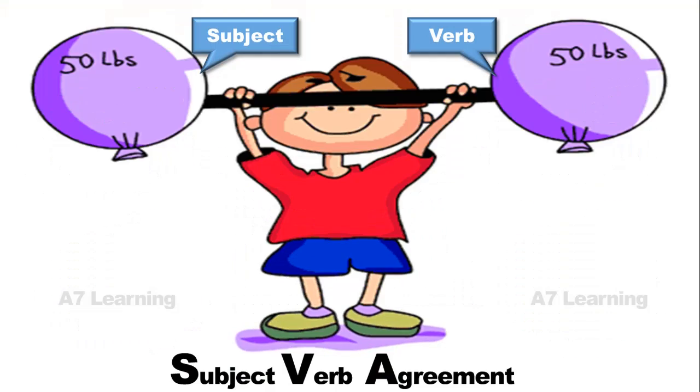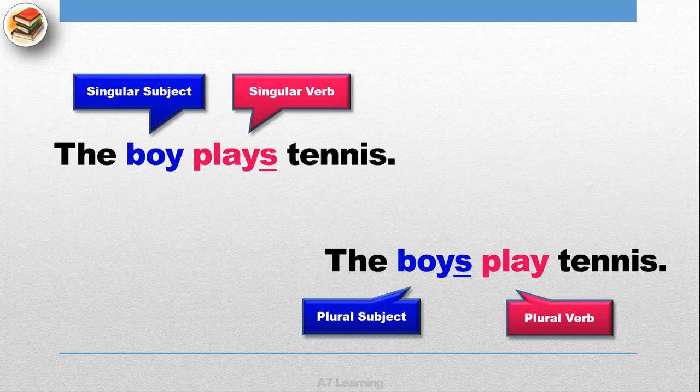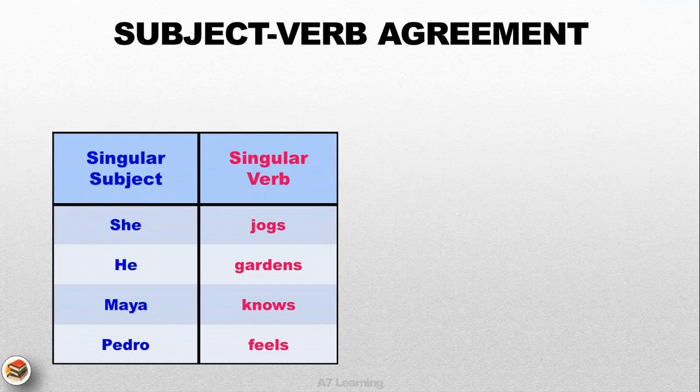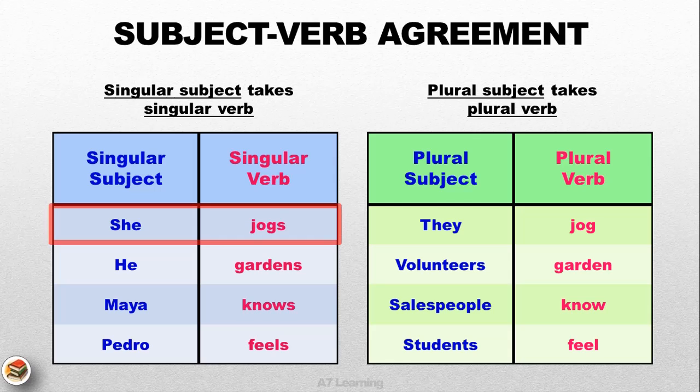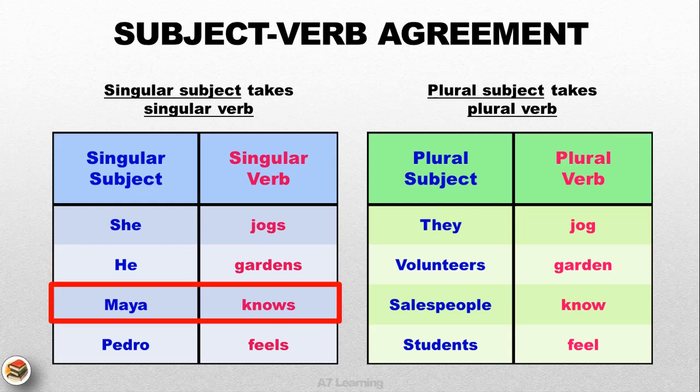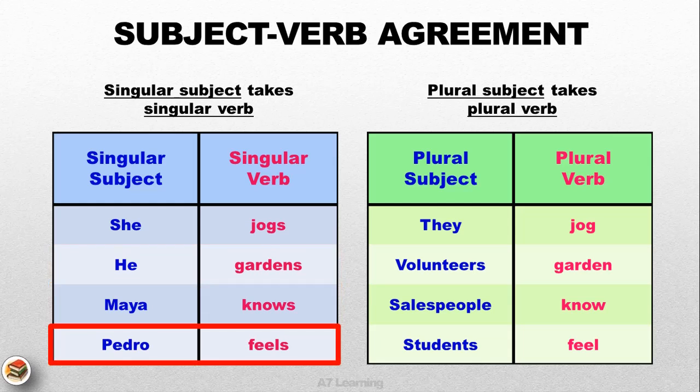Subject-verb agreement. Subject-verb agreement means that the subject and the verb in a particular sentence are going to match in terms of their singularity, their plurality, their tense, etc. So if we look at the singular subjects and their matching verbs on the left-hand side, you can see that she jogs, something we would say. He gardens. Maya knows. Pedro feels.